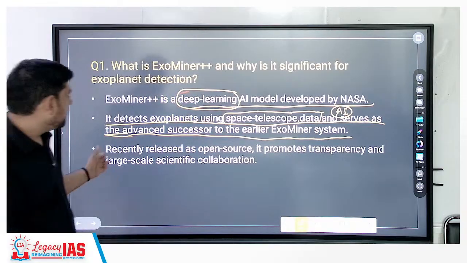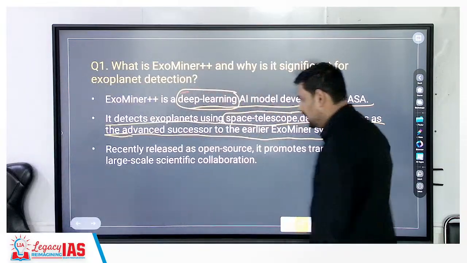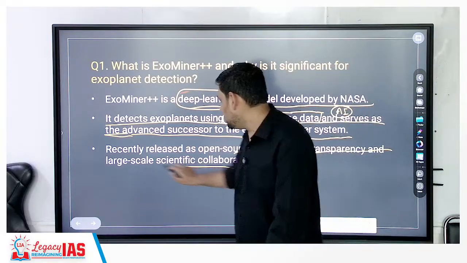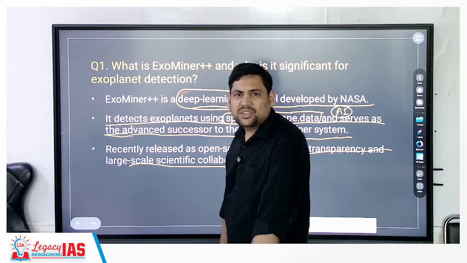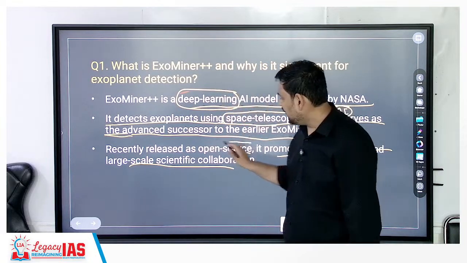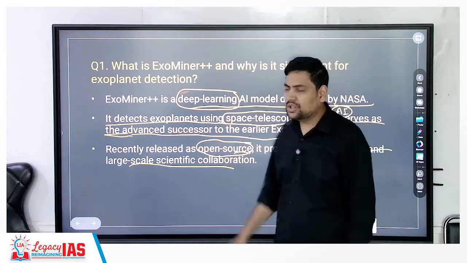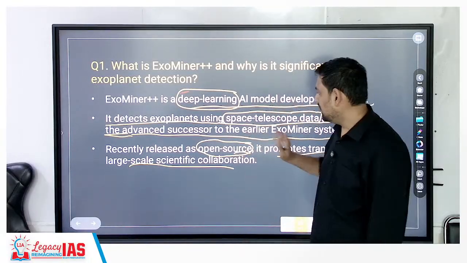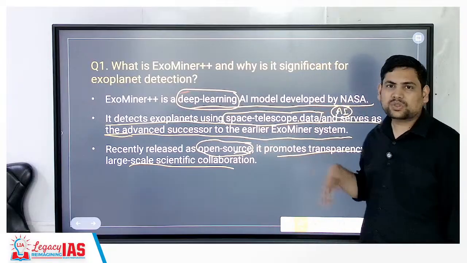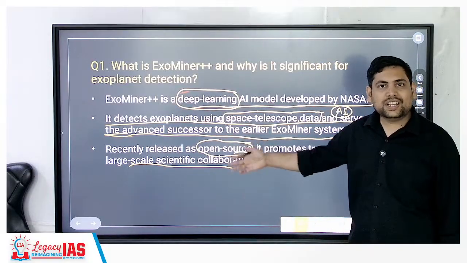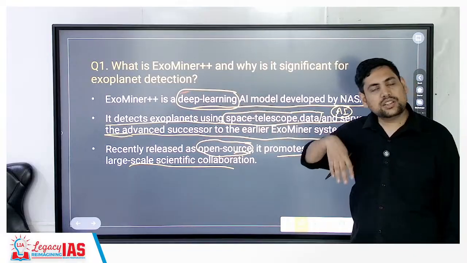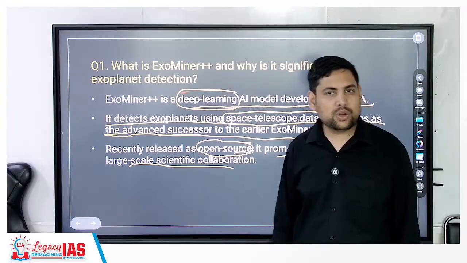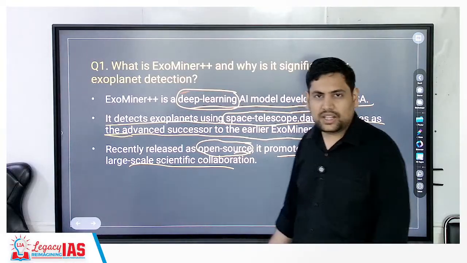Recently released as open source, it promotes transparency and large scale scientific collaboration. Very simple. Why it was in news is that they have made this completely open source. Whatever data is being collected via space telescopes, all the analysis done by ExoMiner is now available to everybody around the world. So different scientists can come up with their own observations. This is why it is in news.